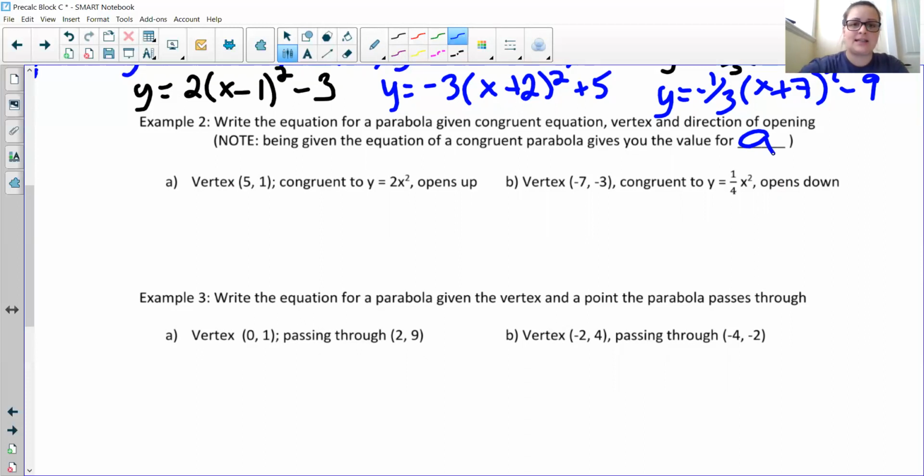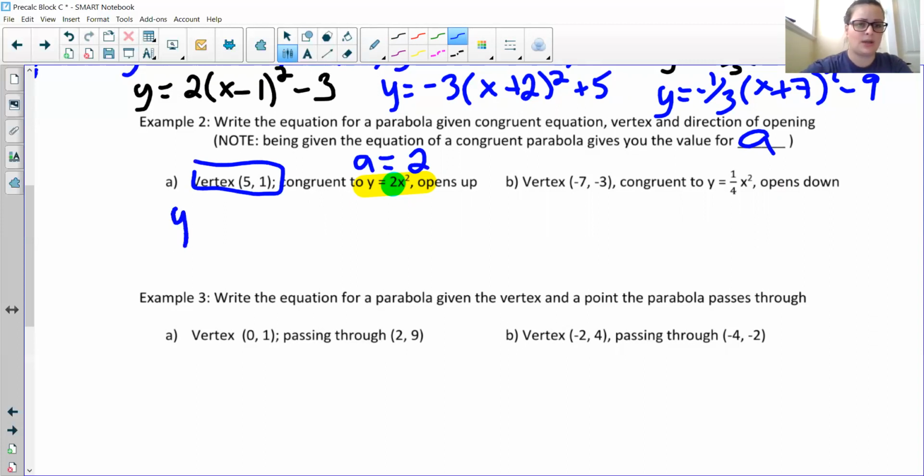So if you look at example 2a here, it says it's congruent to y equals 2x squared. We only care about this part here. We care about its compression. That's the only piece of information we need from that. So that means a equals 2. And then of course we've been given the vertex. And now we're kind of right back to where we were in the previous example.